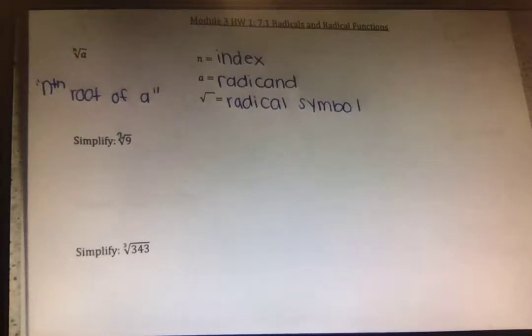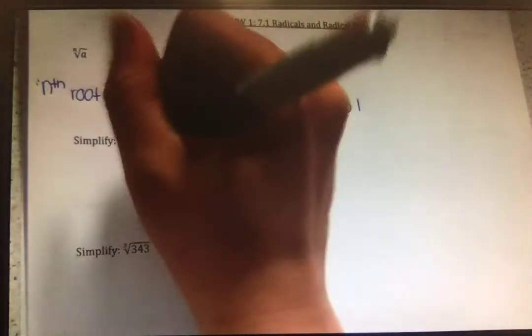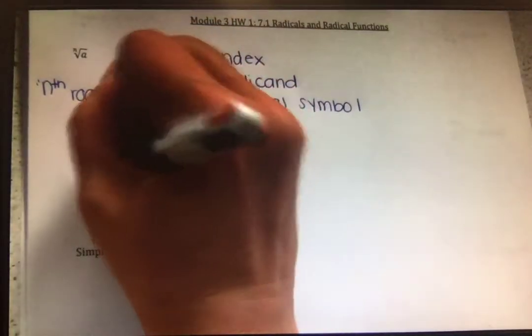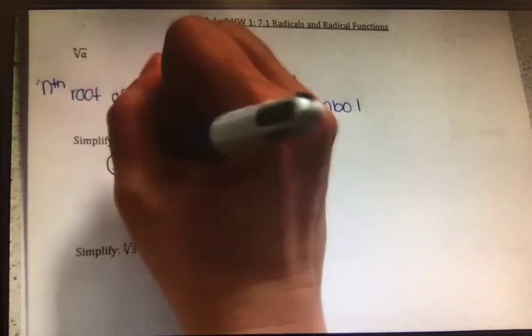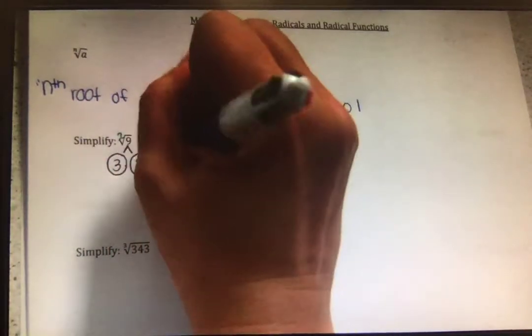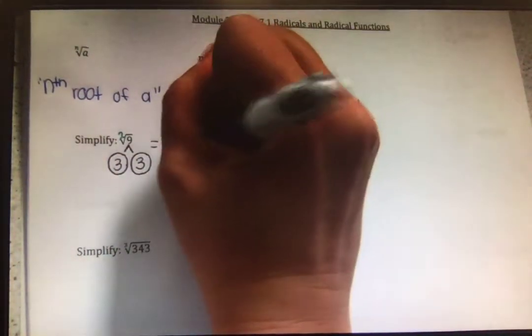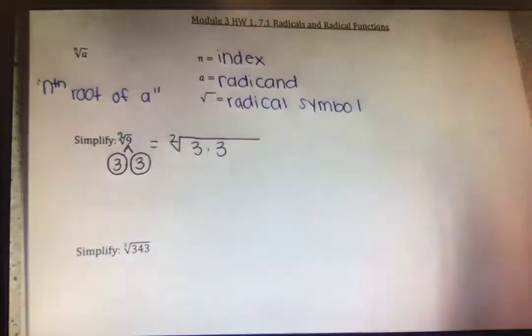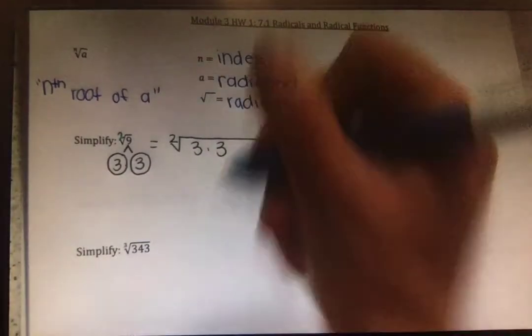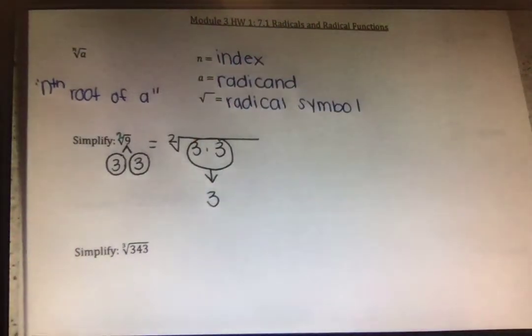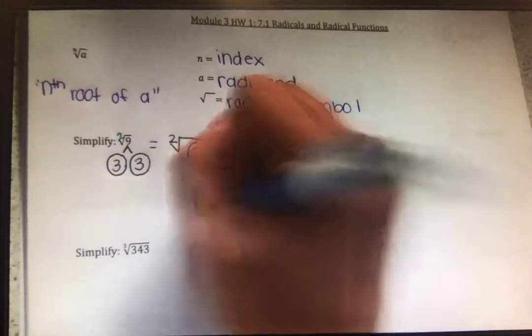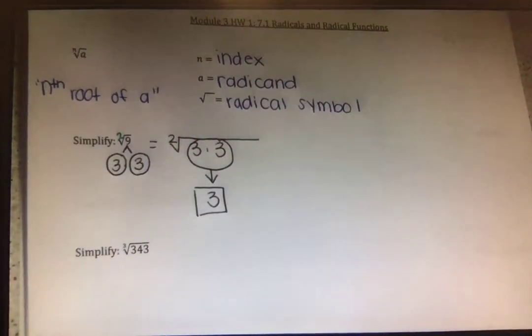So that little 2 is telling me we're taking out 2 of a kind. So going back to prime factorization, I want to break down 9 in any way that I can. So I know 9 is 3 times 3. 3 cannot be factored down any further. It's prime, so it's going to be circled. So underneath the square root, we have 3 times 3. Again, because it's a square root, we're looking for 2 of a kind. So these two 3s are coming out of the radical. Nothing's left underneath the radical, so our answer is just 3. Only one 3 comes out.